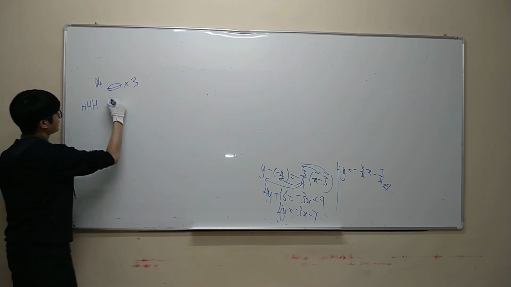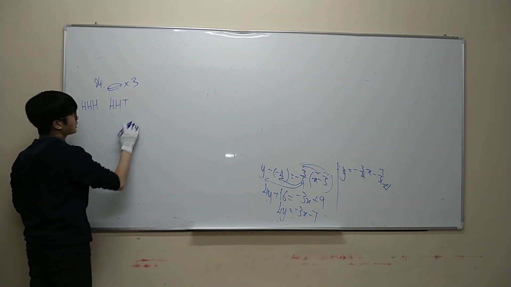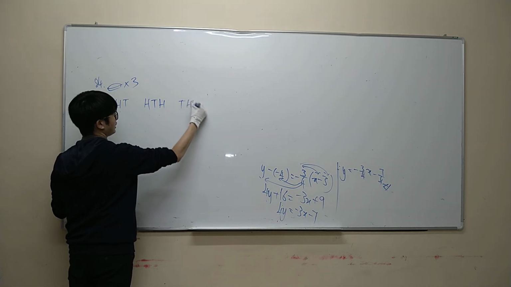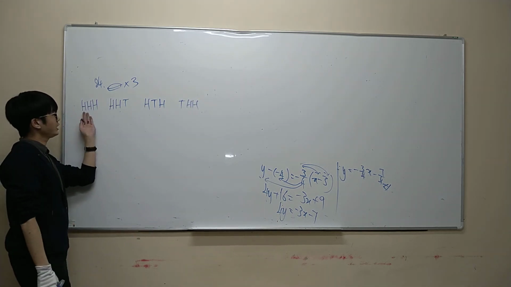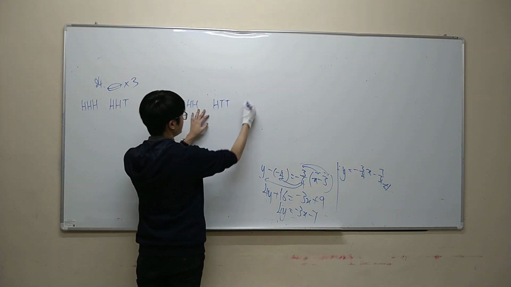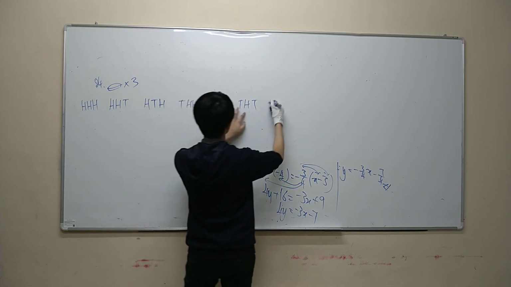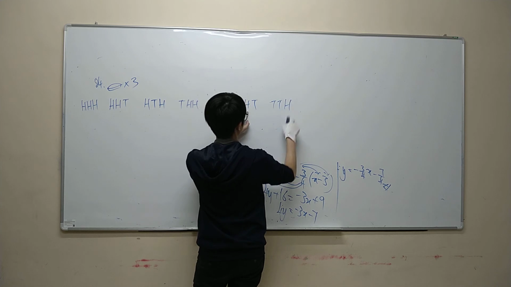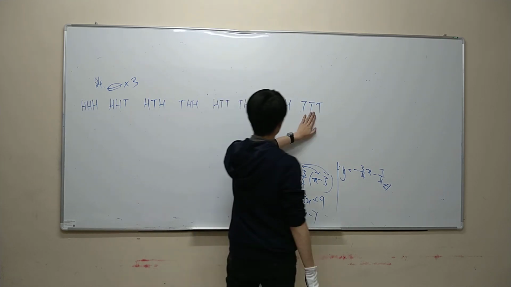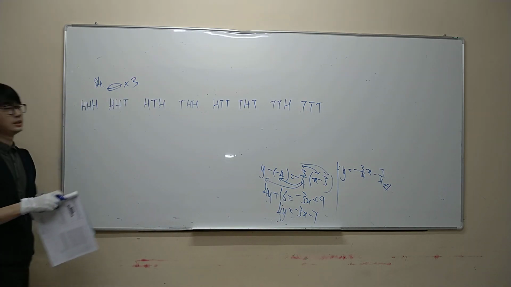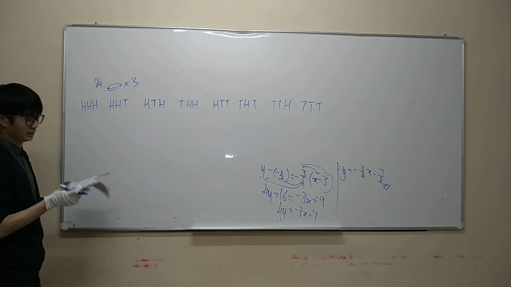Or head, head, tail. Or the first one head, the second one tail, the third one head. Or tail, head, head, right? This one is 3 heads, these are 2 heads, 2 heads, 2 heads. What about one head? So if one head: head, tail, tail. Or tail, head, tail. Or tail, tail, head, right? And the last one is tail, tail, tail. So there should be 8. 1, 2, 3, 4, 5, 6, 7, 8. Yes, it should be 8. So these are all the possibilities if I toss 3 coins simultaneously, right?